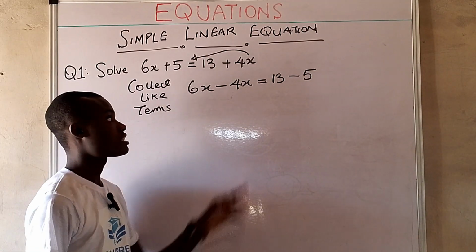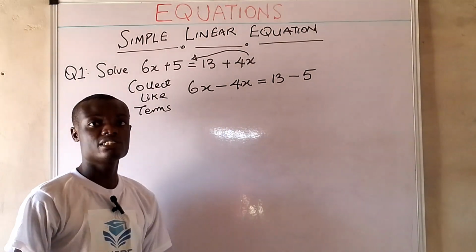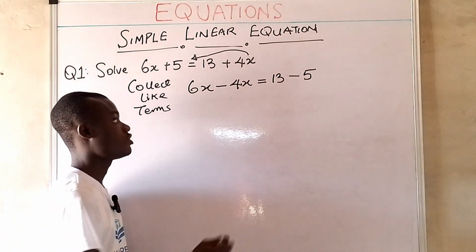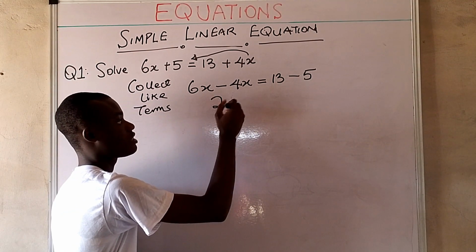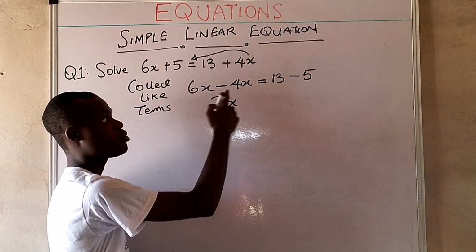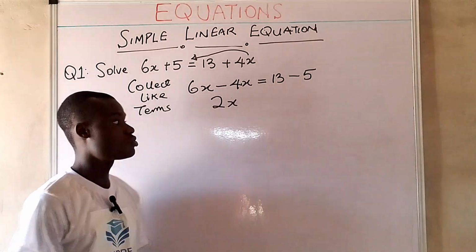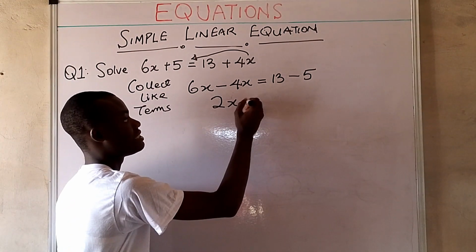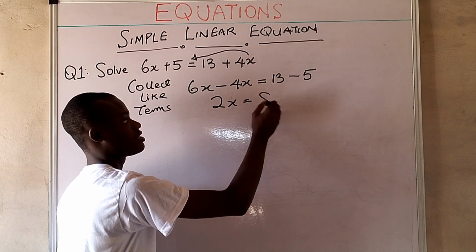So we are going to subtract 4x from 6x. It's just like saying 6 naira minus 4 naira. That will give us 2 naira. But in this case, we are going to write it as 2x, or 6 mangoes minus 4 mangoes, 2 mangoes. So we have 2x. Then 13 minus 5 will give us 8.